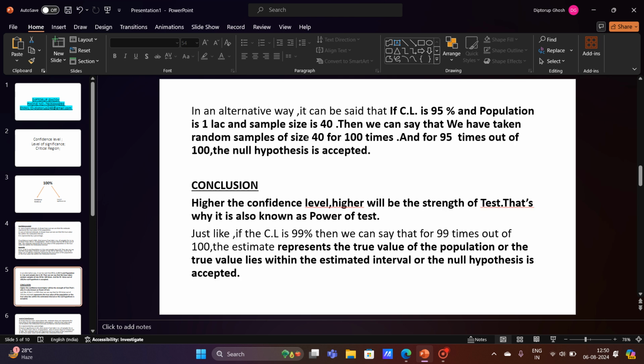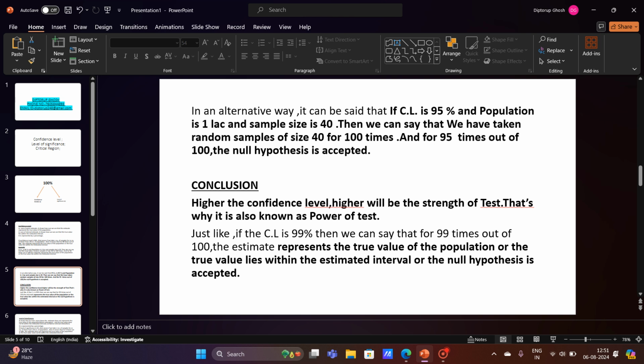In an alternative way, we can say that if confidence level is 95% and population is 1 lakh and sample size is 40, then we have taken random samples of size 40 for 100 times. Till this part it is same. And for 95 times out of 100, the null hypothesis is accepted. We all know that null hypothesis takes the population parameter equal to a given population parameter value. That means any population parameter, whether mean, variance or SD, whatever value is given is accepted to occur on the basis of the sample statistic.